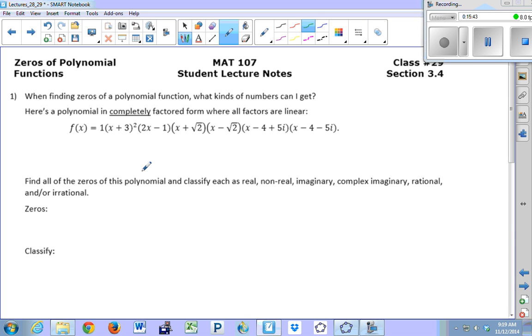When we're finding zeros of a polynomial, the question is, what kind of numbers can I get for zeros? Now, up to this point, you've only gotten either integer values, maybe some rational numbers, and you just saw an irrational number, square root of 3/2. But here's a polynomial that's completely factored with all of the different possibilities of zeros that you can have. So as you look through here, what are the zeros? Can you identify just one zero at a time? Anybody can tell me one zero here?